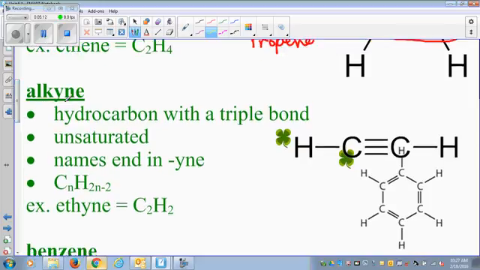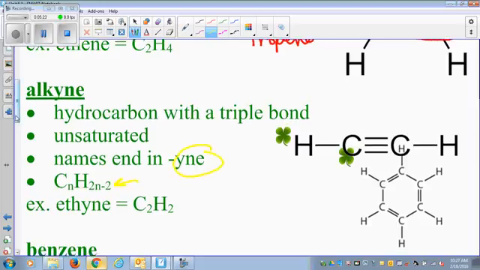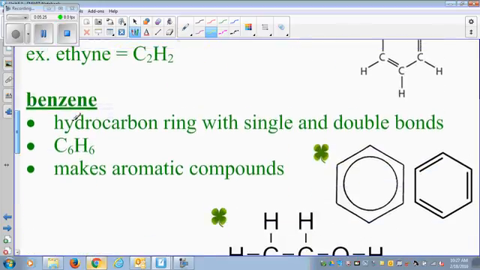Then alkyne is a triple bond. Same story, everything is the same, but you have a triple bond. So the name will end with -yne, and this is the general formula. Everything goes underneath that foldable. Benzene is a hydrocarbon ring with single and double bonds. This is the formula. As soon as you see a ring, you will say it's benzene.